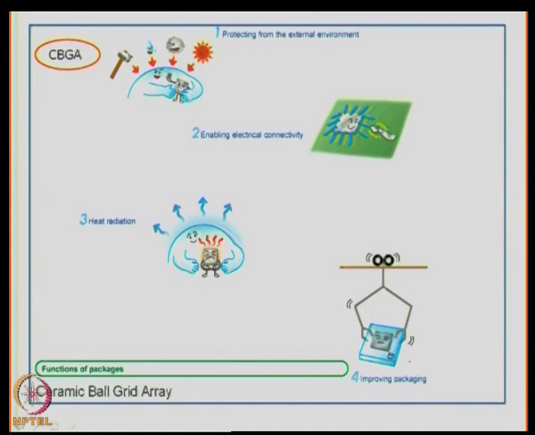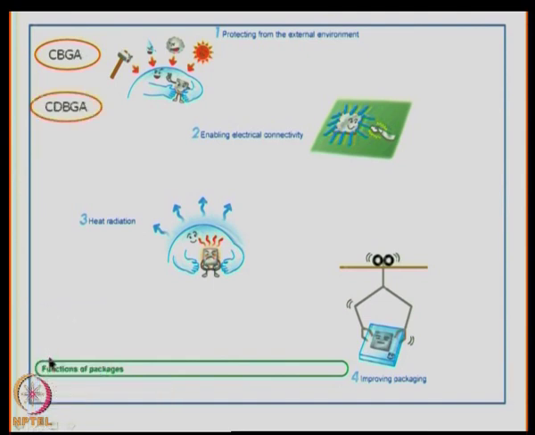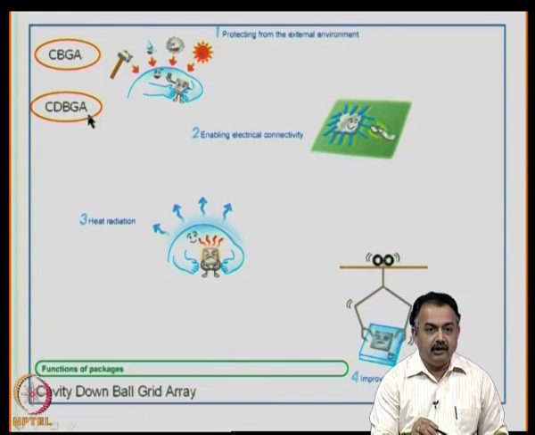CBGA means a ceramic ball grid array. So, you can see the answer coming up at the bottom left of your screen. A CBGA means a ceramic ball grid array. Then we have CDBGA, it is known as cavity down ball grid array.